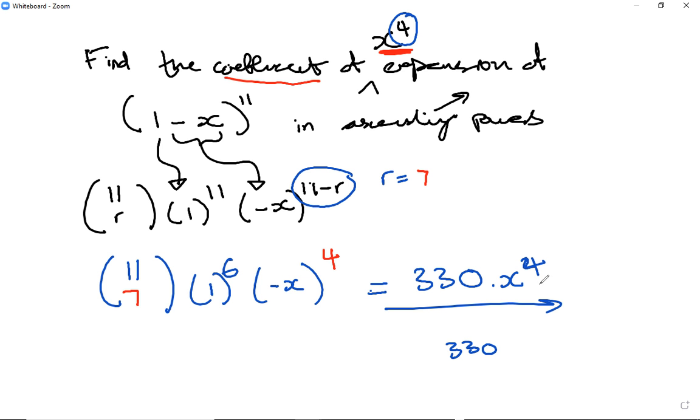What am I saying squared for? X to the power of 4. So 330 is the coefficient that I'm looking for. Find the coefficient, that will be 330.